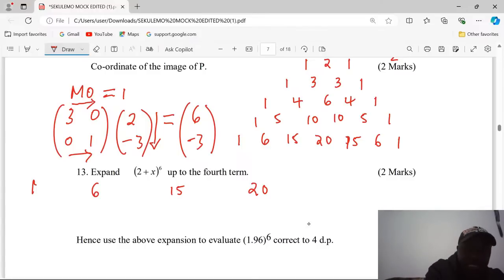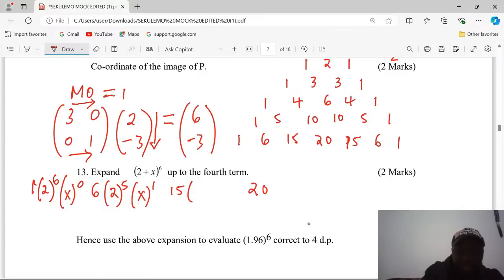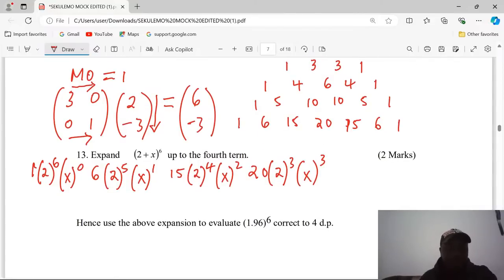Now you begin. The first term, you have 2 raised to the total power of 6, and the other term, which is x, raised to 0. And in the second term, you shall have 2 raised to, the power now goes down to 5, and x raises to 1. Then in the third term, we shall have 2, the power dropping to 4, and x, the power increasing to 2. And finally, in the fourth term, we will have 2 power 3 and x taking also power 3.